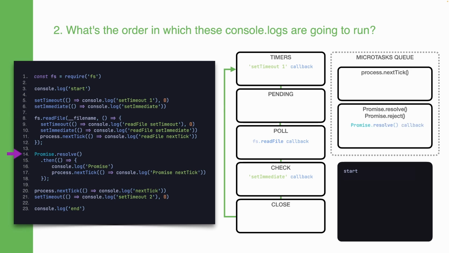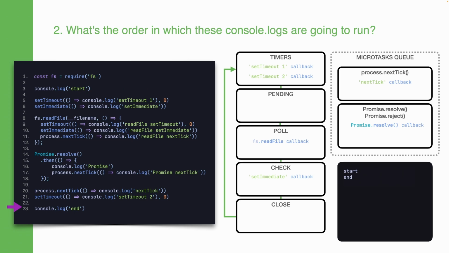Then the promise from line 14 is resolved and its callback is triggered and registered in the promise microtask queue. process.nextTick on line 20 registers its callback to the nextTick microtask queue. Then another setTimeout from line 21 registers its callback to be run after 0 milliseconds in the timers phase.